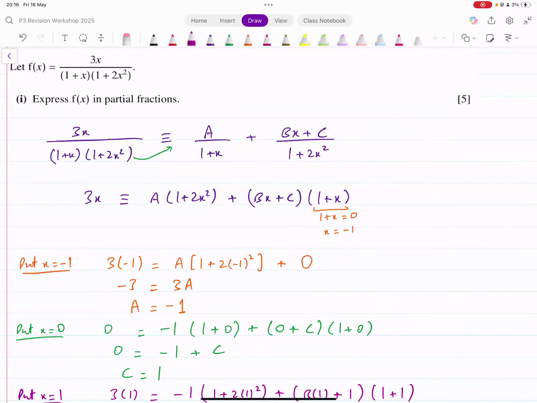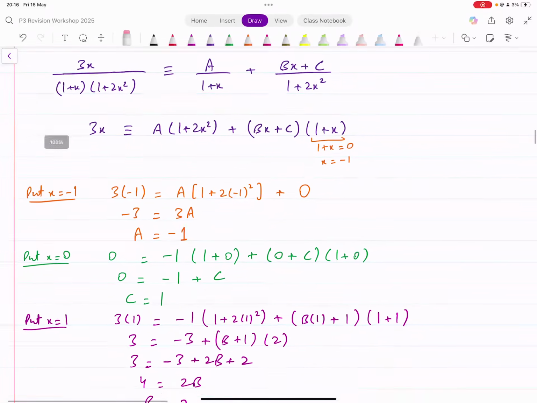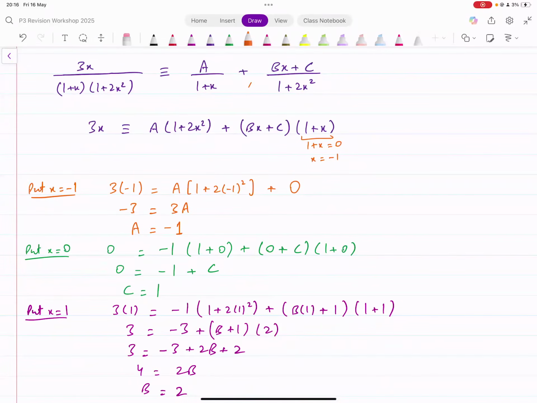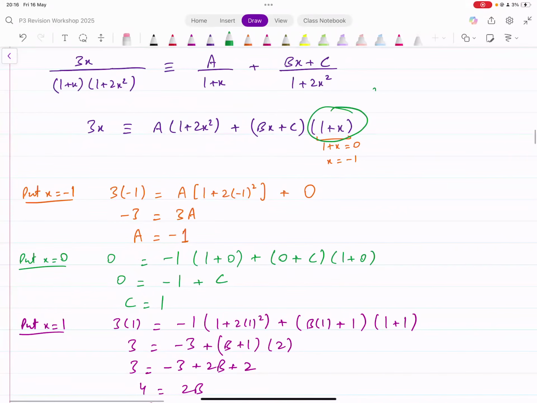When you multiply the denominator on the right side, in this case, what you end up getting is A into (1 plus 2x squared) plus (Bx plus C) whole times (1 plus x), right? Now, you think of what brackets you can make 0. The first bracket, 1 plus 2x squared equal to 0, does not give you any solution, so you're not getting any value of x from this. The other bracket, 1 plus x, can you make this 0? Yes, x equals minus 1. So that's what you can start with.